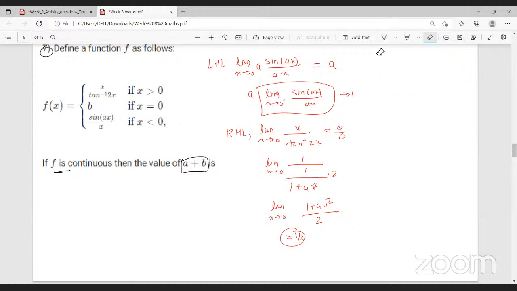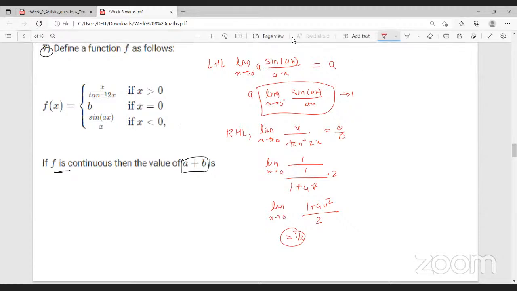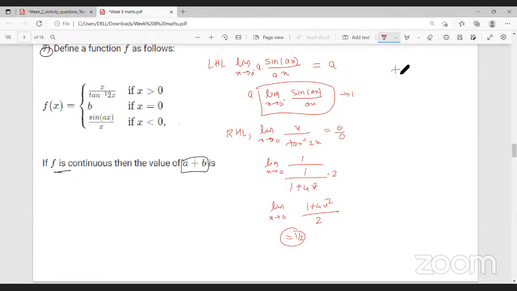Sir, I have a doubt. The formula, u upon v, that is the quotient rule, we are not applying. For applying the L'Hopital rule, we have to differentiate the numerator and denominator individually, right? So d/dx of the numerator and d/dx of the denominator. The differentiation of x is 1, and for tan inverse 2x it is 1 upon 1 plus 4x square into 2, right?